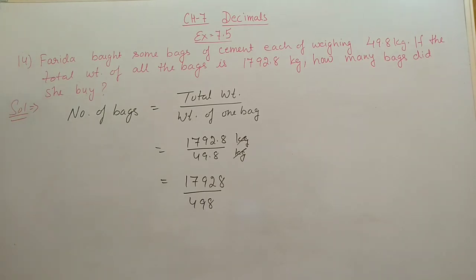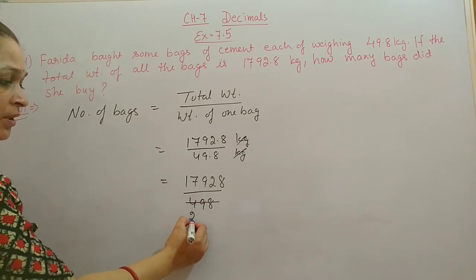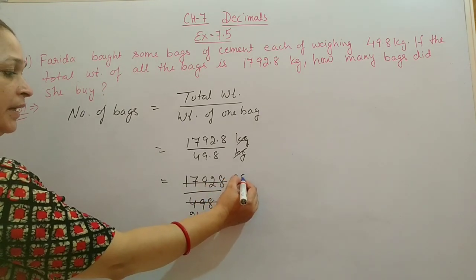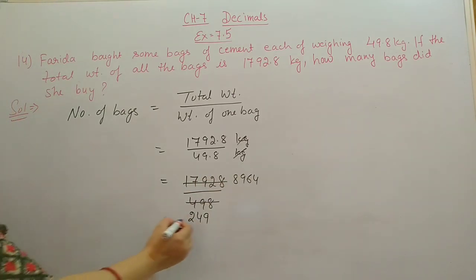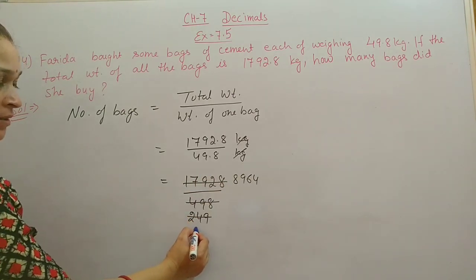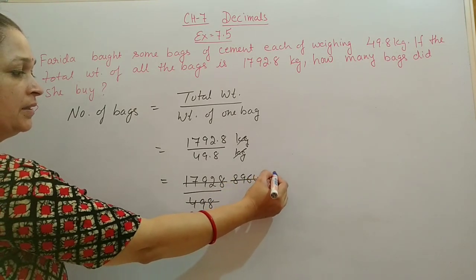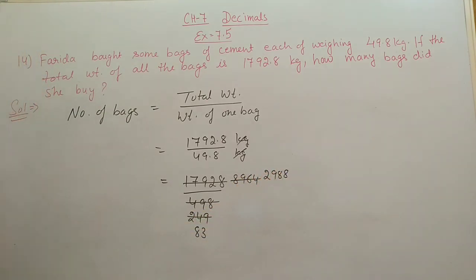We can write it like this. After this we have to do the cancellation. You can use here 2 table, 4 table. Suppose we are using 2 table. Then we can use here 3 table. 3 8s are 24, 3 3s are 9. Then 3 2s are 6, 3 9s are 27, 3 8s are 24. Again 3 8s are 24. After this, 2988 we have to divide by 83.